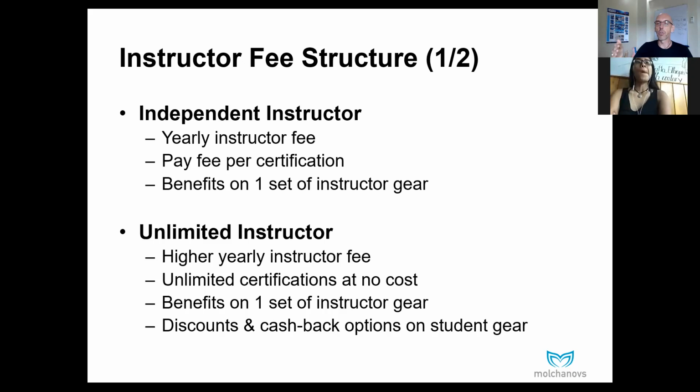The next level is unlimited instructor. They're going to raise the prices. At the moment, it's $650 per year. They're going to raise it to $900 a year. They're going to start with this year. If it's $650 a year, this is the level that my instructors are.